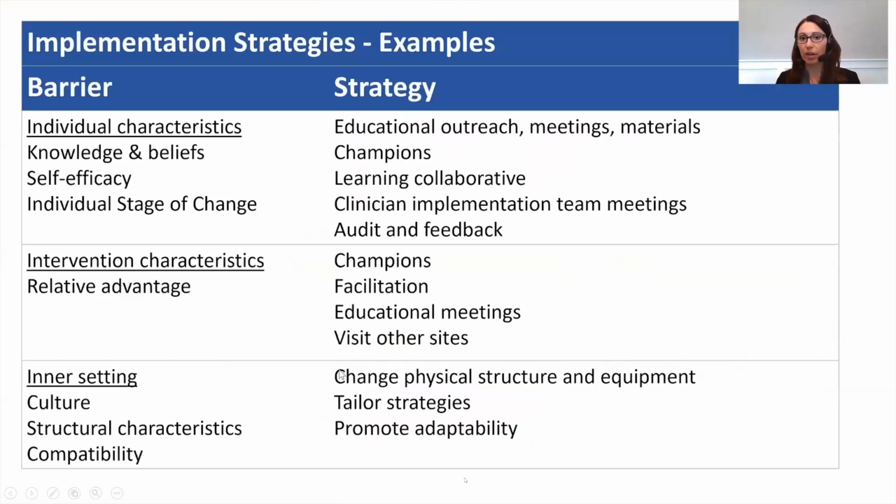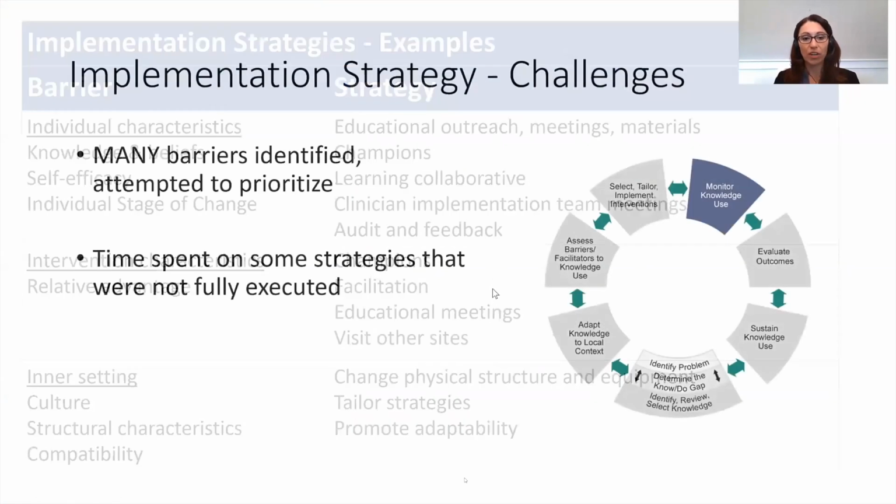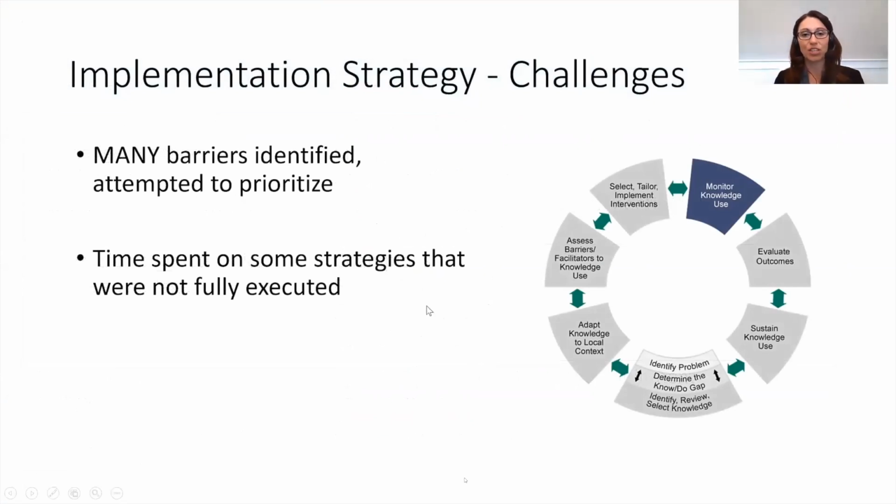We started with a barrier assessment, and then we used CFIR to categorize the barriers and select implementation strategies. Now, this is just a short list of the many implementation strategies that we used for this project. We don't have time to go into the details of these, but just know that there were many implementation strategies used. One of the reasons why we used so many implementation strategies was that we identified many barriers.